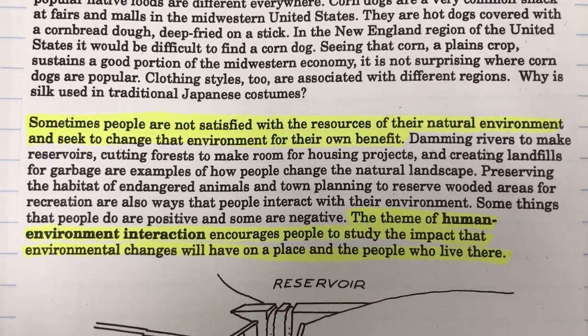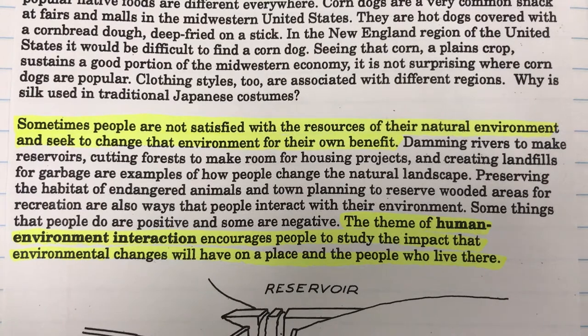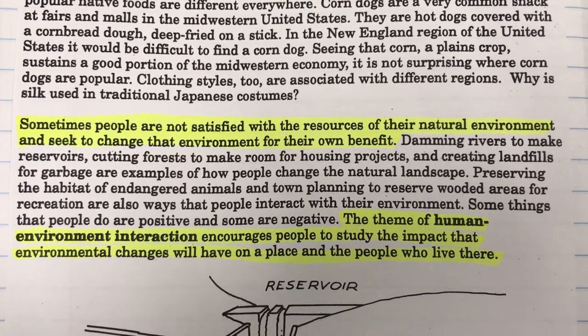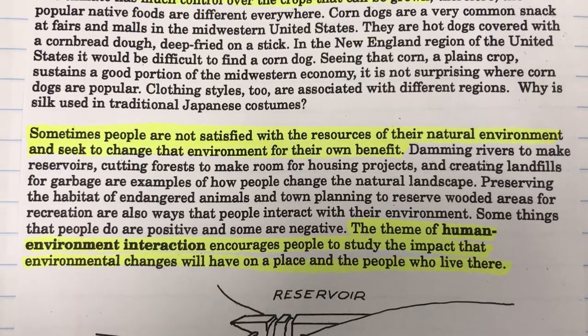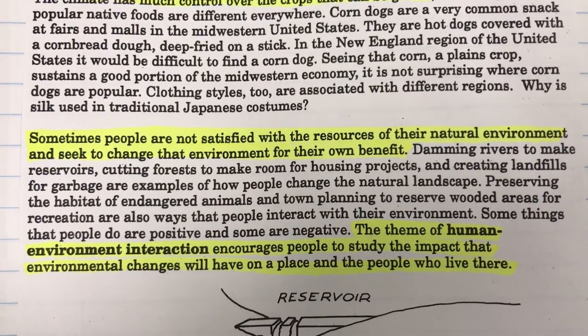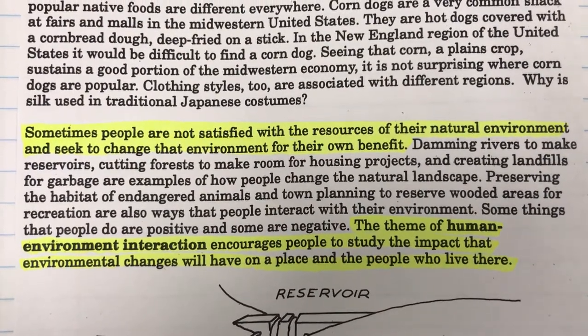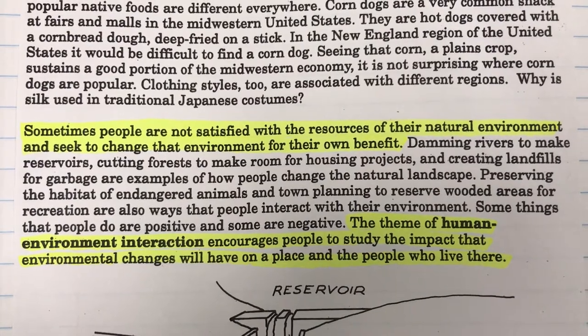Also, though, sometimes people are not satisfied with the resources of their natural environment and seek to change that environment for their own benefit. Go ahead and highlight that. Damming rivers to make reservoirs, cutting forests to make room for housing projects, and creating landfills for garbage are examples of how people change the natural landscape.